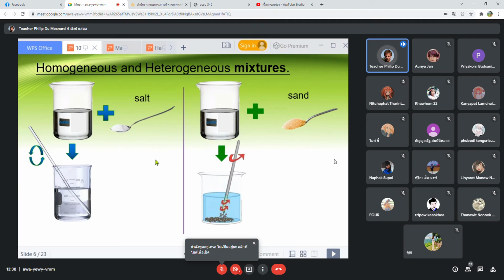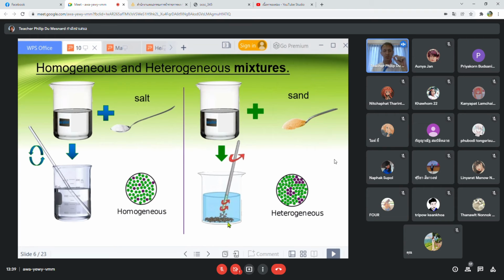Okay, so here we have salt. And if you add the salt to the water and stir the water, you see the color will change to a milky white color. And if you add the sand to the water, what happens to the sand, class? What happens to the sand? Does it dissolve? Not dissolve. Yeah, it does not dissolve.